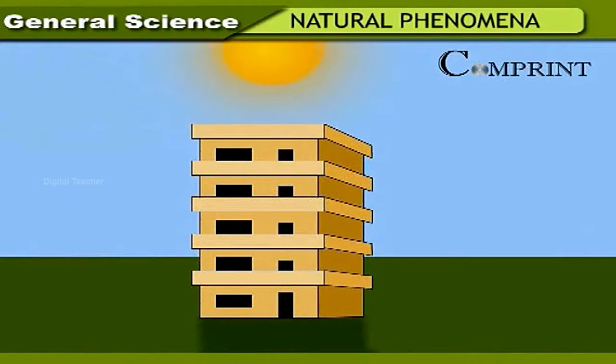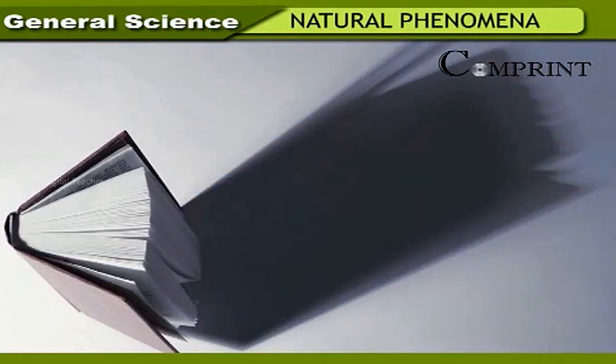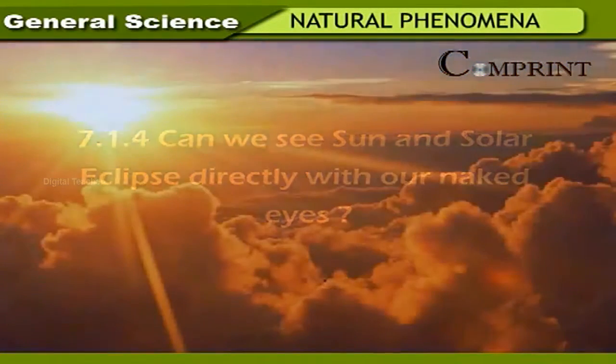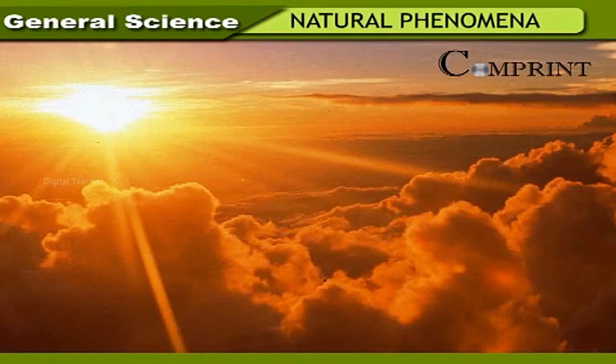Shadows are formed when any object is placed in the path of light transmission. Shadows are black in color, irrespective of the original color of the objects. Can we see sun and solar eclipse directly with our naked eyes? We should not see sun directly with naked eye.